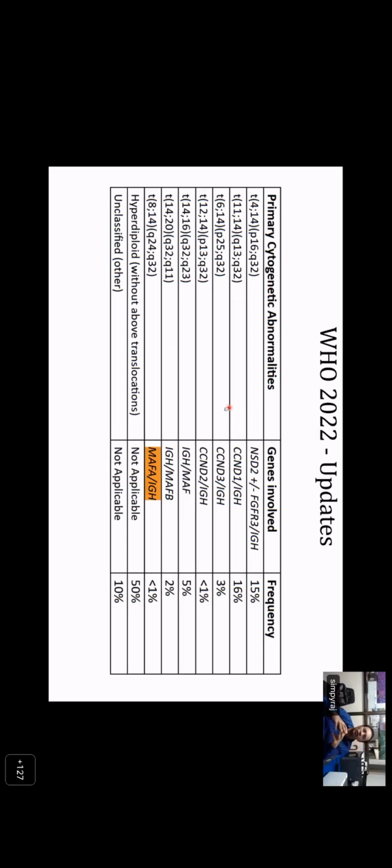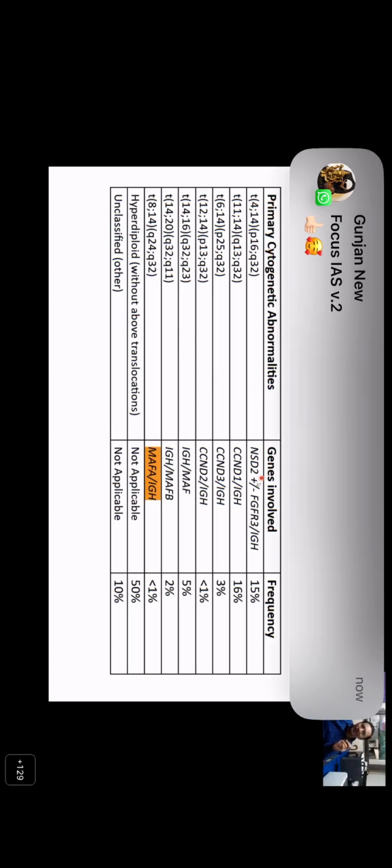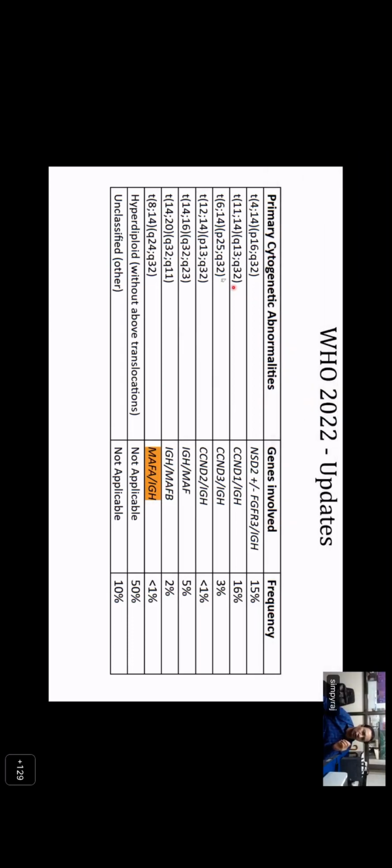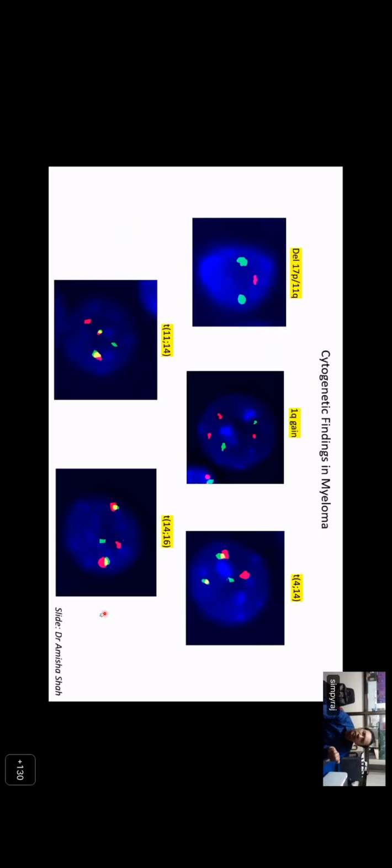These are the different pathogenic abnormalities commonly involved in myeloma, the genes involved, and their frequency. This is from the updated WHO 2022. But if you look here, predominantly chromosome 14 is involved everywhere. You can see chromosome 14, and then hyperdiploidy is also a significant group of myeloma, which comprises almost 50% of myeloma disease. And these are different cytogenetic pictures.